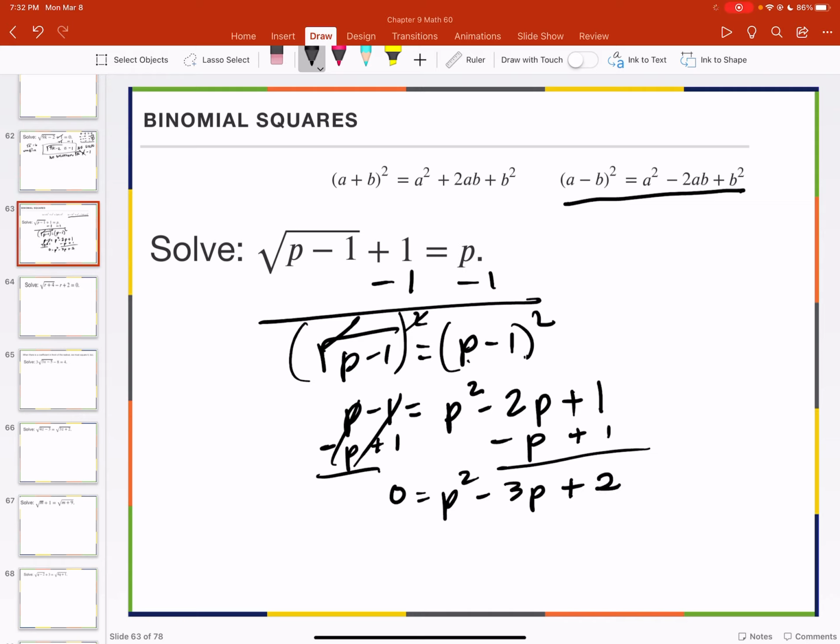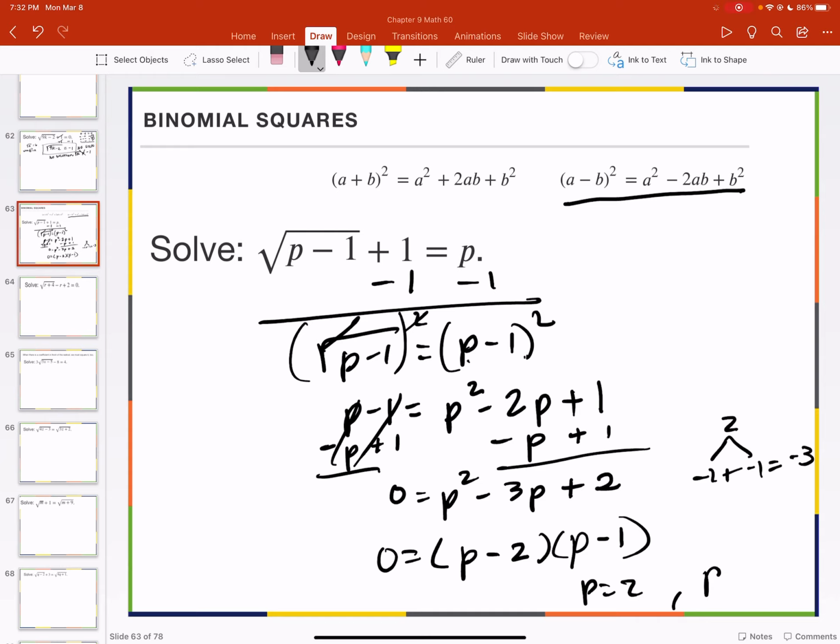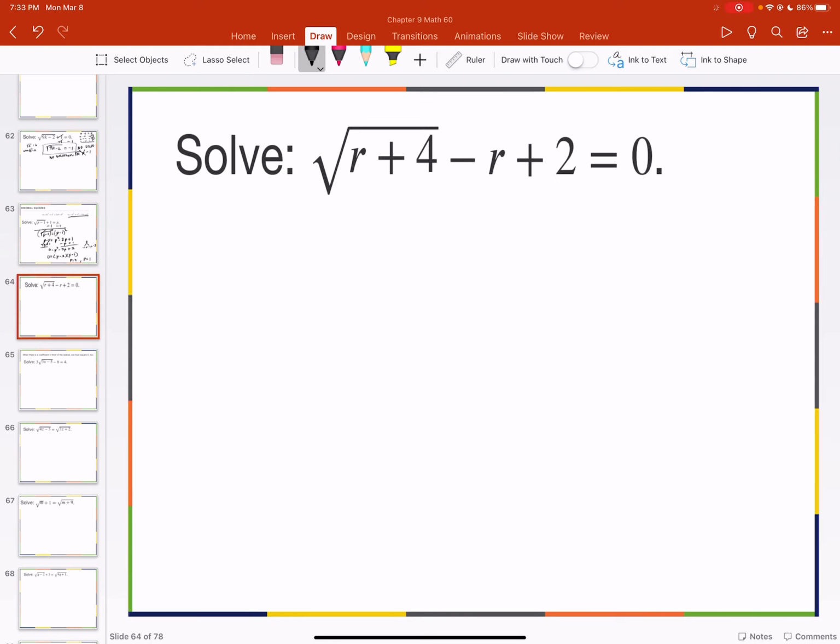So then you ask yourself, what are the two factors of positive 2 that give you negative 3? And it's negative 2 and negative 1, right? Negative 2, negative 1. And so that's it. So your final answer will be p equals 2, p is equal to 1. Yep. All right, let's do one more of those.